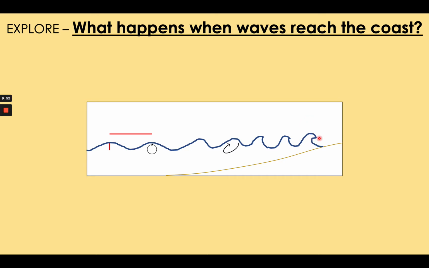Part of the water then moves up the beach or up the coastline, and we call that the swash, the wave going up the beach. But then, due to gravity, the water comes back down towards the sea, and we call that the backwash. So because of friction between the bottom of the sea and the seabed as the wave approaches the coast, the wave changes shape, it gets taller, and it slows down.